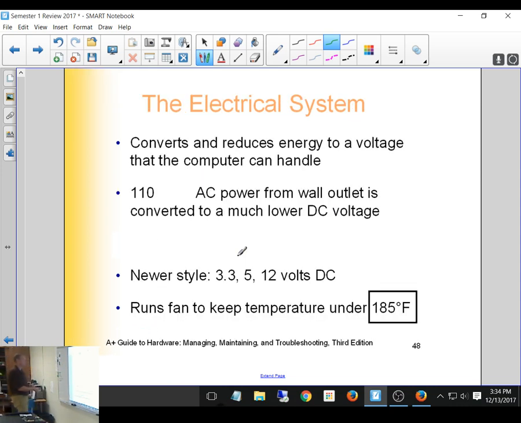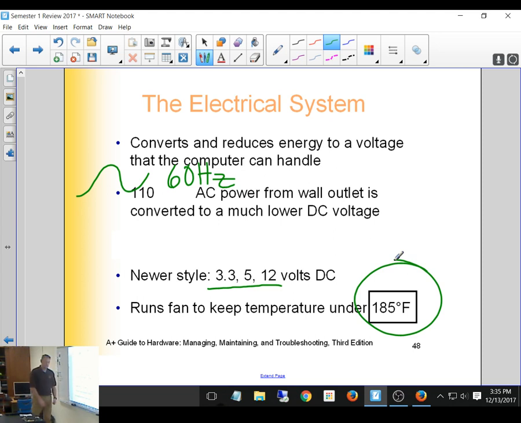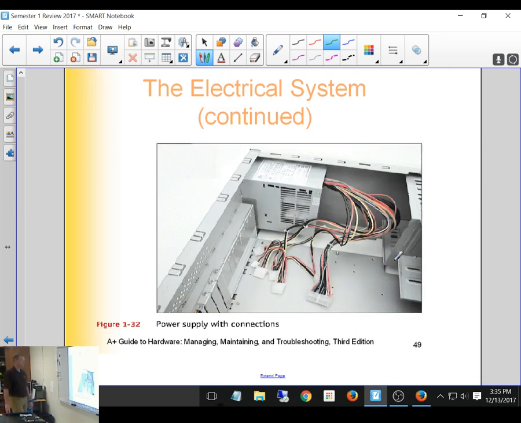Then we got really to Chapter 3 and talked about the electrical system. It converts 110 volt AC power from our wall outlet, which is alternating current. If we remember, it alternates at 60 hertz or 60 cycles per second. And our electrical system converts that down to direct current, and the voltages on there are 3.3, 5, and 12 volts. We also know that part of that electrical system provides cooling to keep us below that terminal temperature of 185 degrees Fahrenheit, the temperature at which electrical components fail.